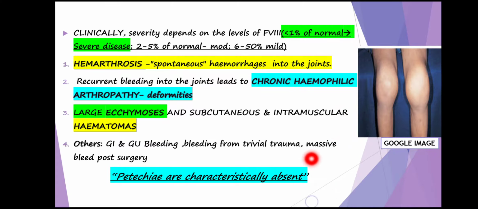The petechiae are characteristically absent. So this is a very important point and often mentioned in the problem based questions. Petechiae are like pinpoint hemorrhages and they are a more common manifestation of a bleeding disorder due to a defect in primary hemostasis, and they are characteristically absent in hemophilia. This point you have to remember.